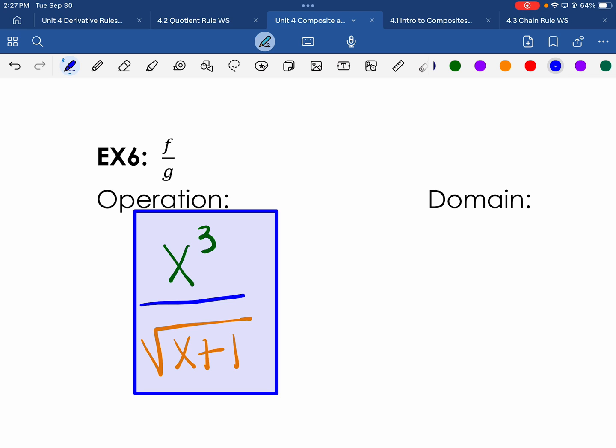So fractions are also going to give you another domain rule. So it is true the bottom has to be greater than or equal to 0. Or not the bottom, I'm sorry. Inside the square root has to be greater than or equal to 0. But the whole bottom cannot equal 0.